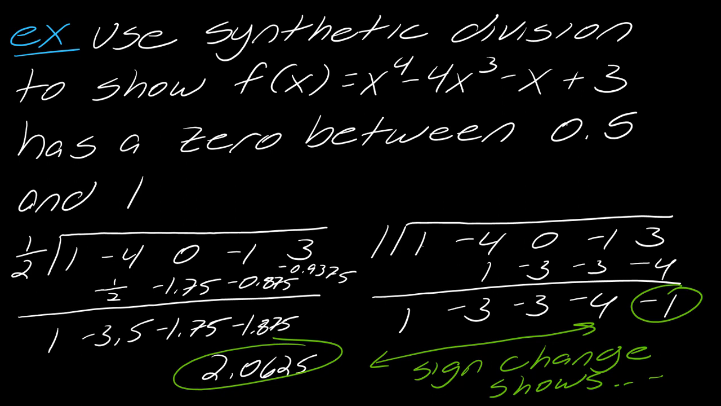If you were in a test situation where you're turning something in to your teacher, I would want to write a sentence being clear that you understand that the sign change and the intermediate value theorem say that there must be a 0 in between.